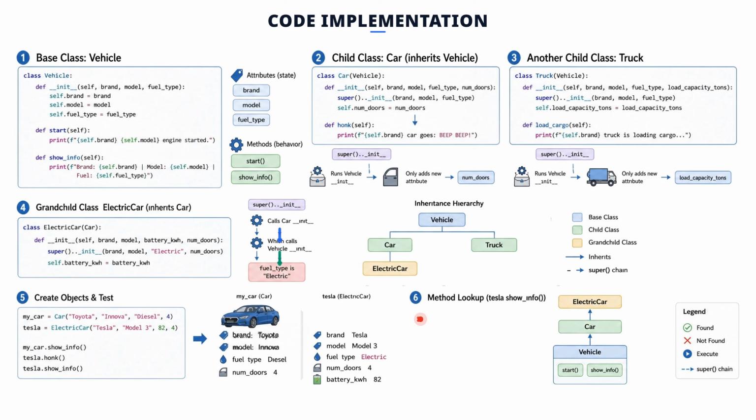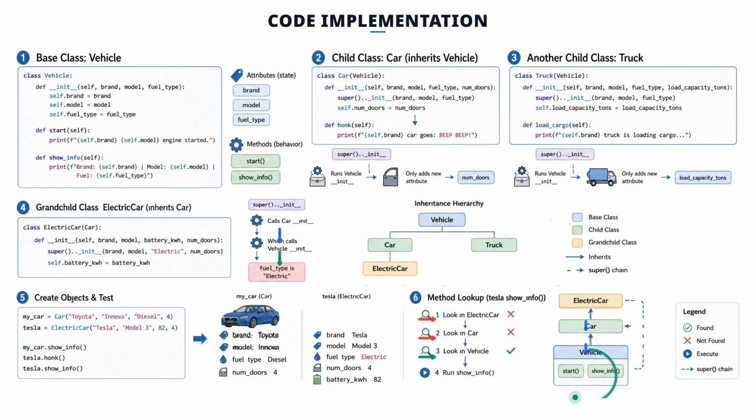First, Python looks inside the electric car class. Is showInfo defined there? No. So it travels up the hierarchy to its parent. It checks car's class. Still not there? Finally, it moves up again to the grandparent. It looks in vehicle class, finds the method, and successfully runs it. This walking up the tree means we only had to write that showInfo code once, but objects at all three levels can use it as if it were their own.